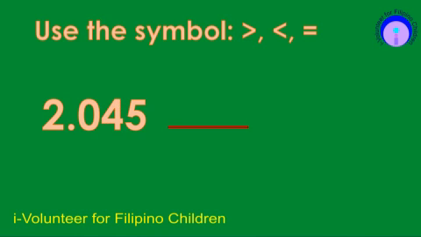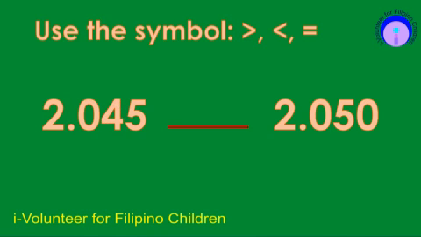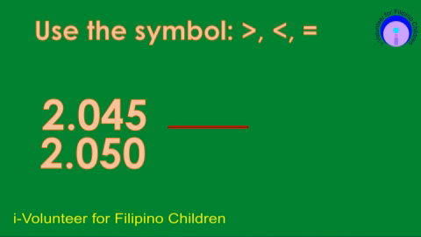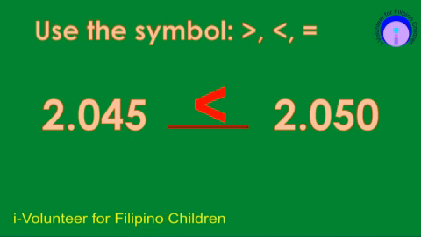Let's compare 2 and 45 thousandths and 2 and 50 thousandths. At the ones place the same, at the tenths place the same, and the hundredths place is different. 4 is less than 5. Therefore, 2 and 45 thousandths is less than 2 and 50 thousandths.